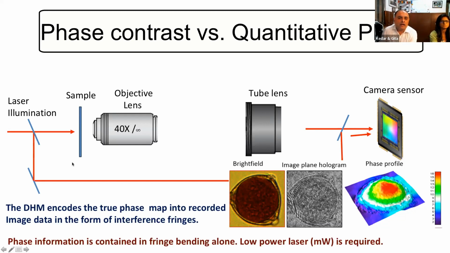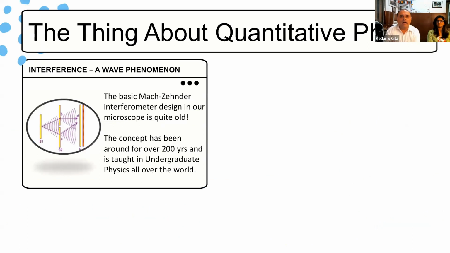Now, notice that in this modality, we are not really dependent on absorption of light or on something like fluorescence, which requires very high power illumination. We are just trying to send light through a transparent object. And so the laser power that is used here is really low, in milliwatts. That is very similar to the laser pointers that we use for presentations. So let's move to the next slide.